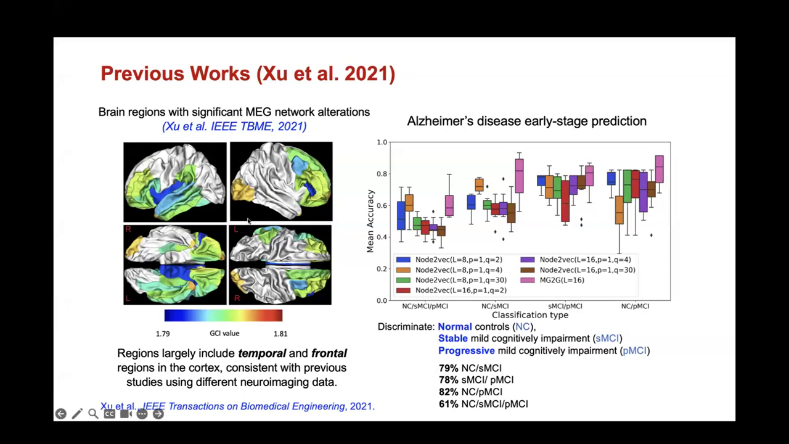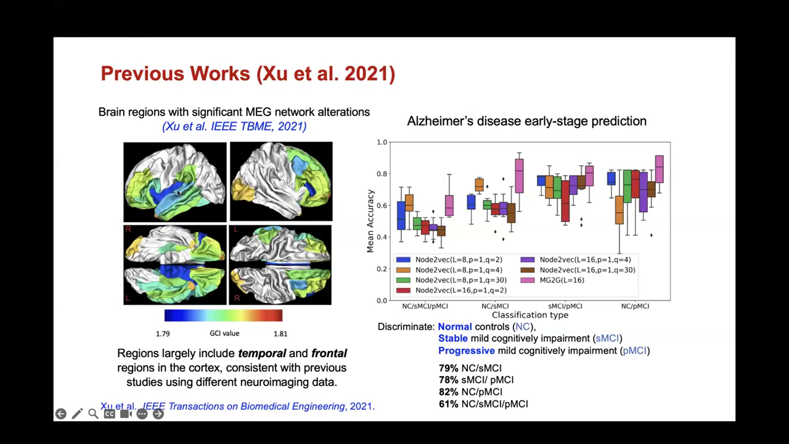So these are the brain regions with significant alterations detected based on the embeddings we learned from the neural networks, and they are largely located in the temporal and frontal regions of the cortex. Consistent with previous studies using other neuroimaging data, especially in the temporal lobe, we have the hippocampus, which is very important for Alzheimer's disease.